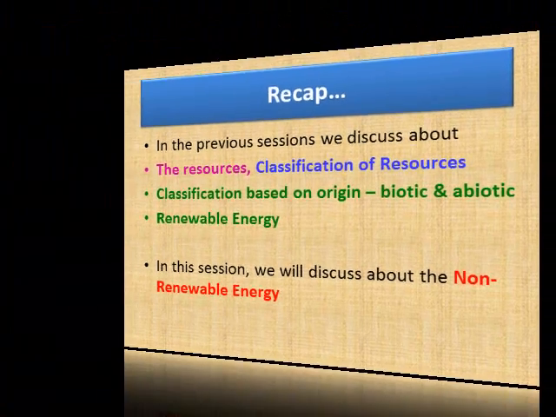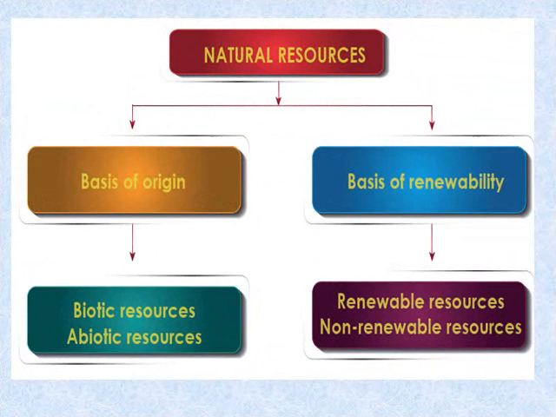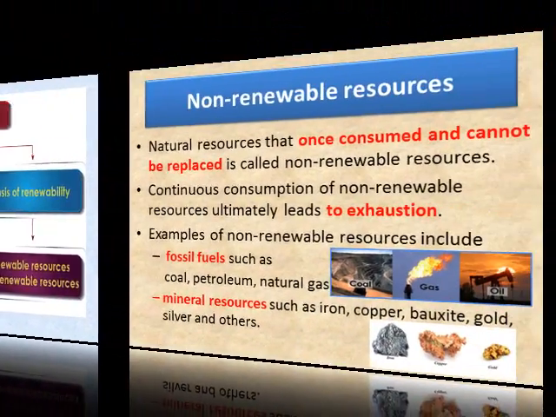Children, natural resources can be classified on the basis of origin as well as on the basis of their renewability. On the basis of origin, it can be classified into biotic and abiotic resources. On the basis of renewability, resources can be classified into renewable resources and non-renewable resources. Let us learn about non-renewable resources.